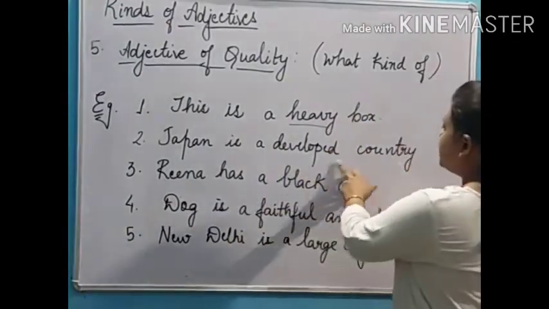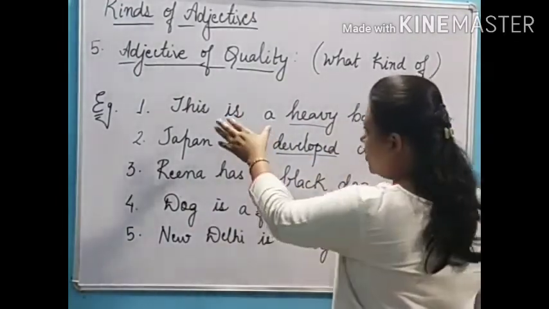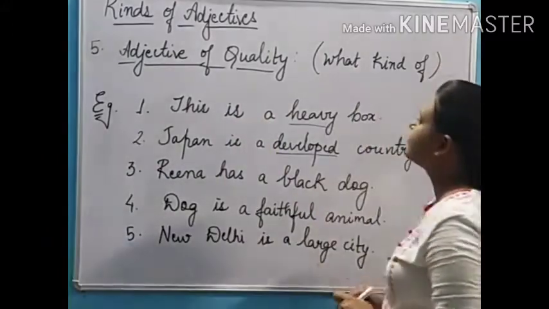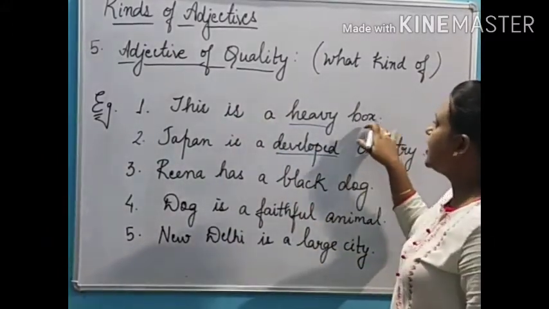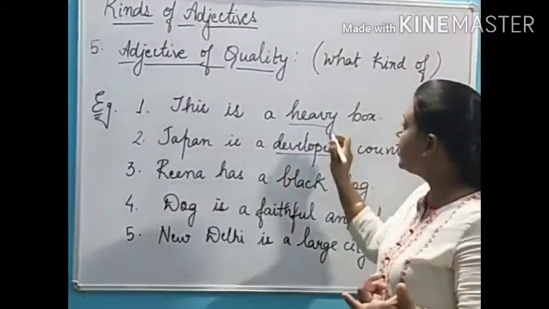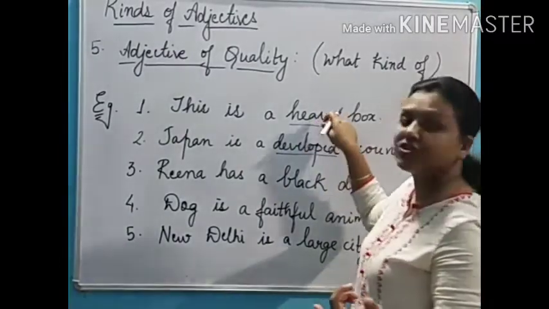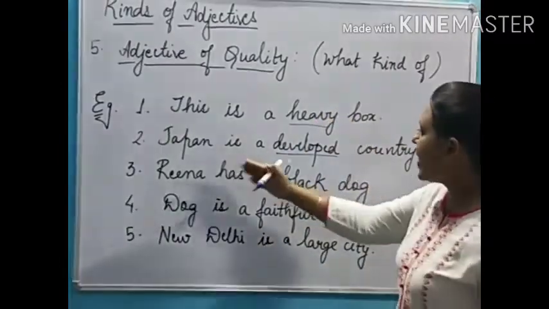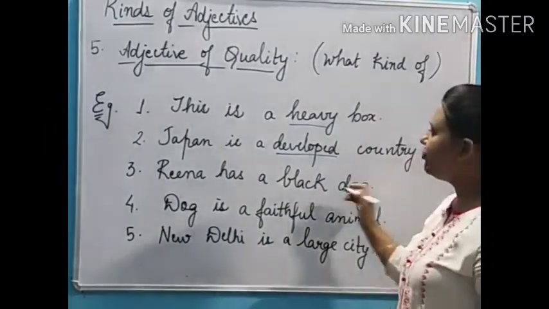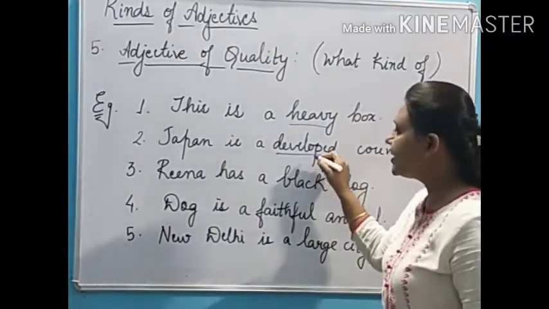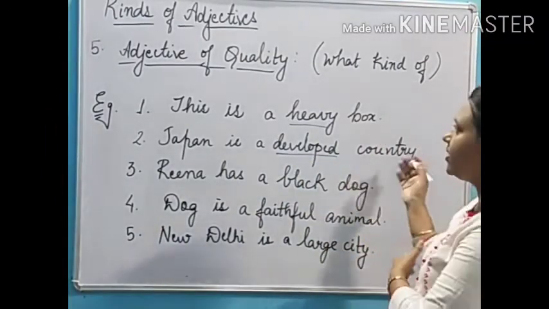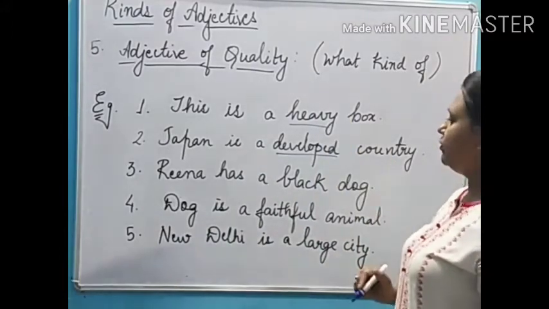Japan is a developed country. If we look at the first sentence, this is a heavy box. Ye ek heavy box hai. Kaisa box hai? Heavy. So yes, heavy is adjective of quality. Japan is a developed country. Kaisi country hai? Developed. So developed word is telling what kind of country? Developed, hence it is adjective of quality.